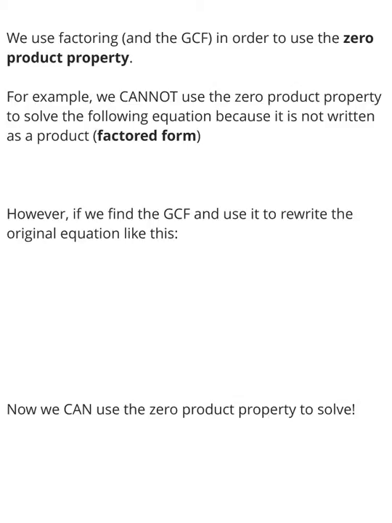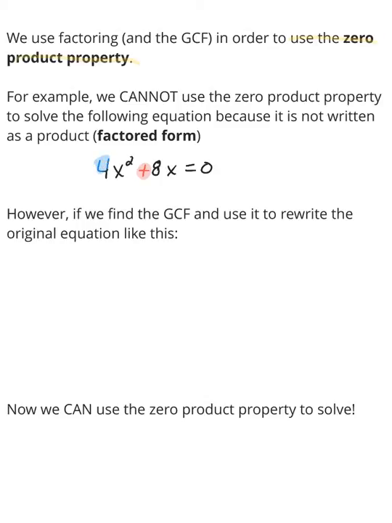So the real reason that we want to use factoring, specifically the GCF, is so that we are able to then use the zero product property. For example, if we had something like we looked at before, let's say 4x squared plus 8x equals 0. We cannot use the zero product property because it's not written as a product. It's written as a sum. So what we could do is find the GCF and rewrite it.